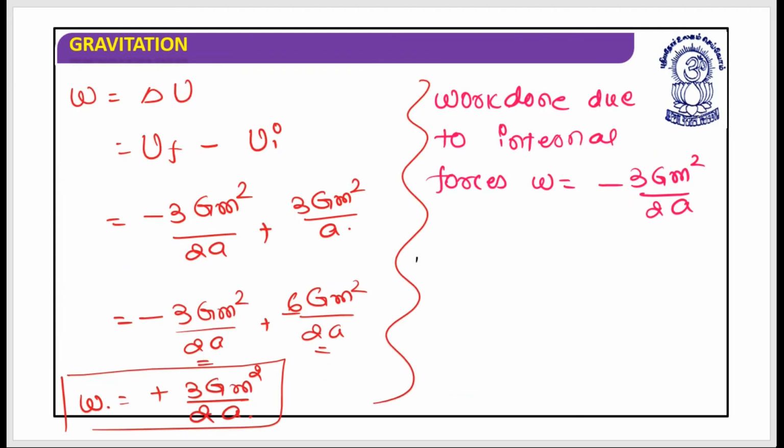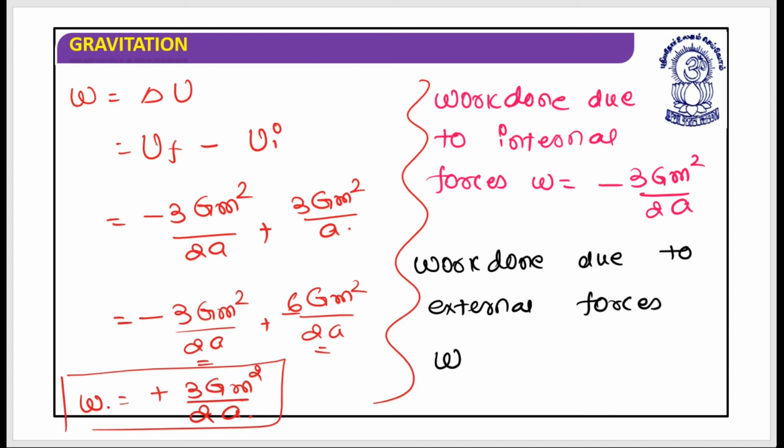So I should say the work done due to external forces could be written as plus 3Gm square divided by 2a. This is positive. So this is the work done due to external forces, that could be given as plus 3Gm square by 2a.